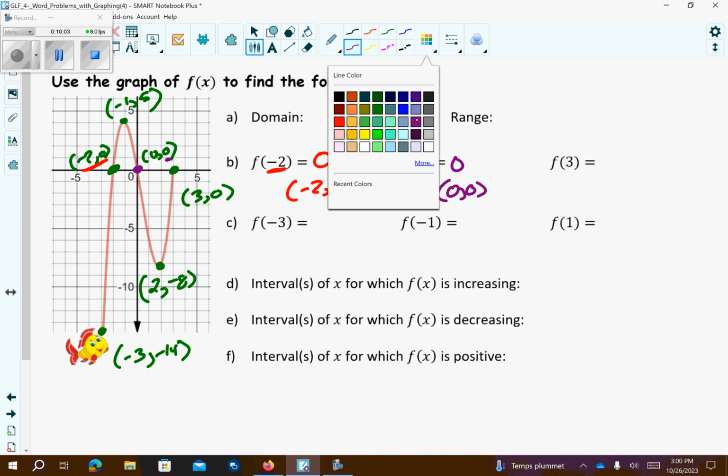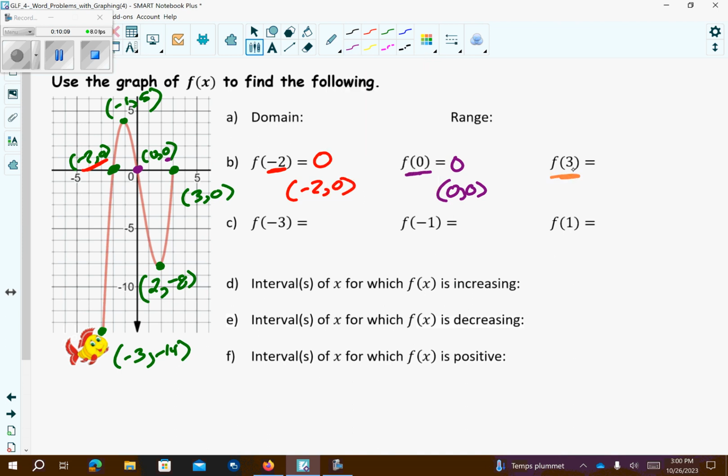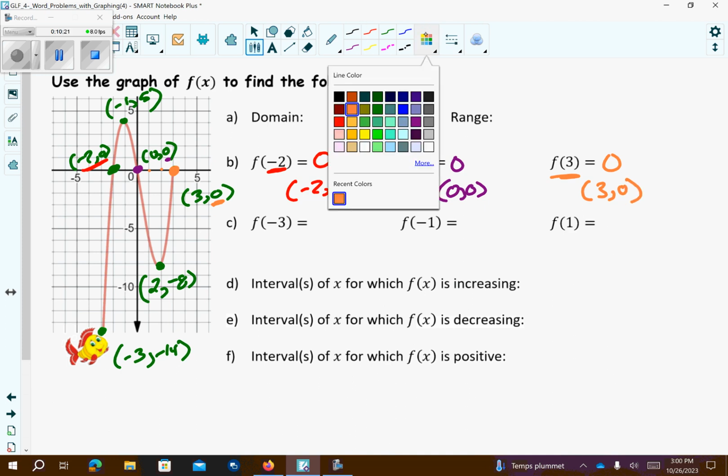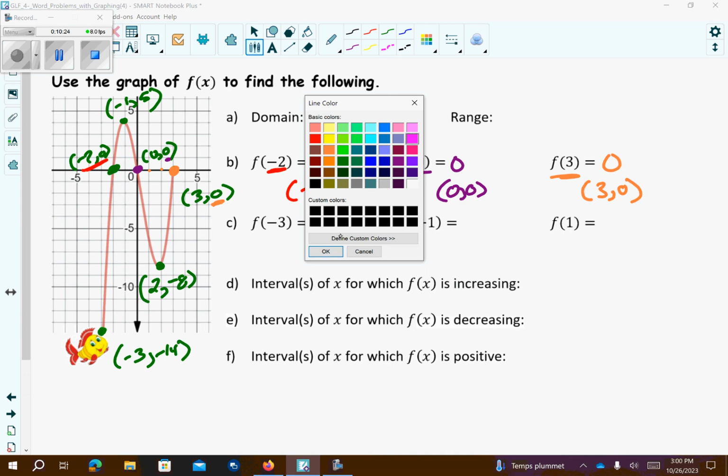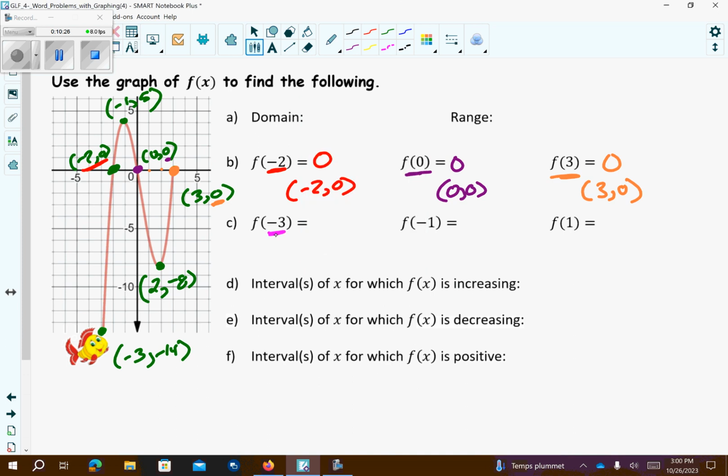All right, let's change some more colors. Let's go to an orange. So f at 3. So I'm going to go right 3. I'm going to go right to that point. What is the y value? It happens to be 0. So this gives me the point 3, comma 0. And we're just going to make some more colors. Let's go for the nice pink color. F at -3. -3 is -1, -2, -3. Come all the way down here. Oh, look what happens. That gives me -14. So that gives me the point -3, comma -14.